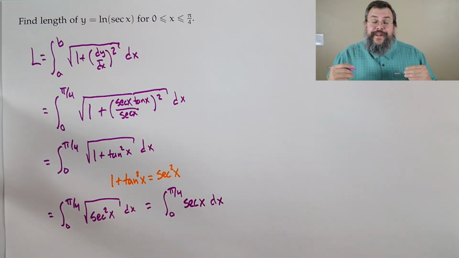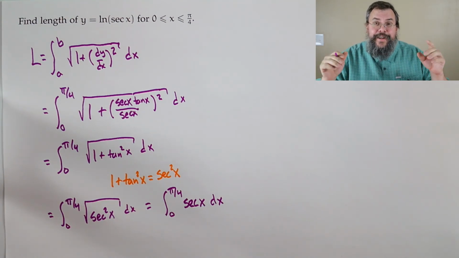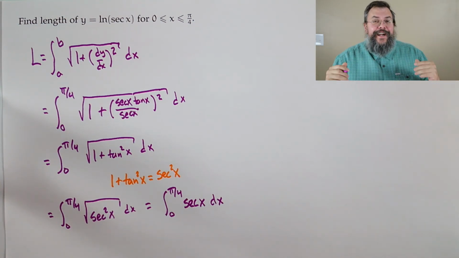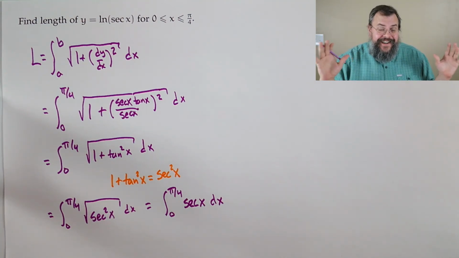So we're down to the integral of secant. Okay, can we integrate secant? Do we know what the antiderivative of secant is? We're supposed to. That's one of our basic antiderivatives. It's kind of the weird one.